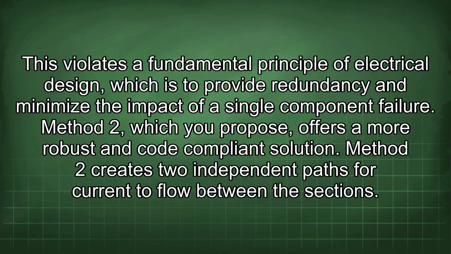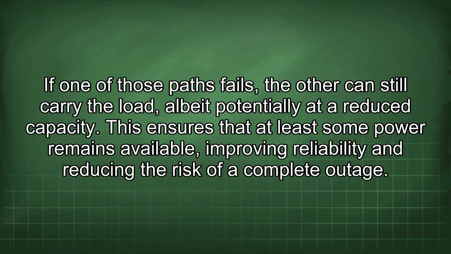Method 2 creates two independent paths for current to flow between the sections. If one of those paths fails, the other can still carry the load, albeit potentially at a reduced capacity. This ensures that at least some power remains available, improving reliability and reducing the risk of a complete outage.